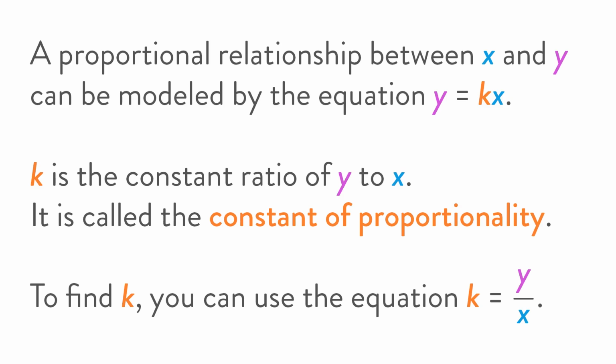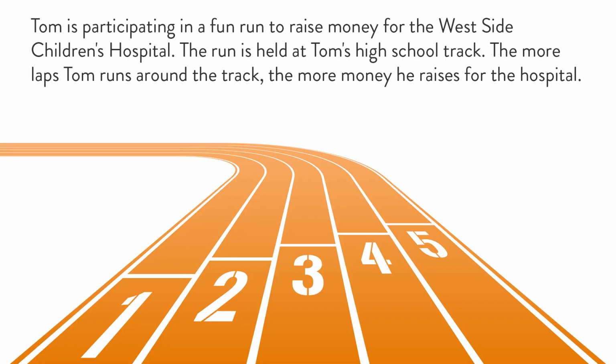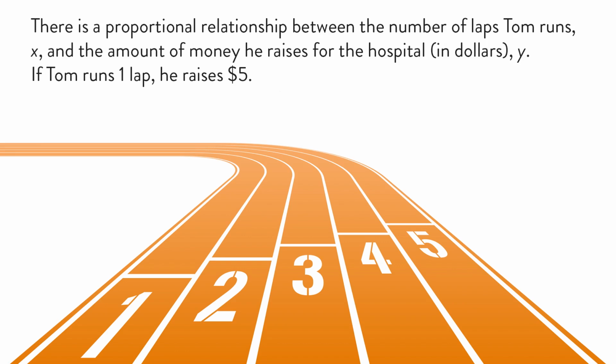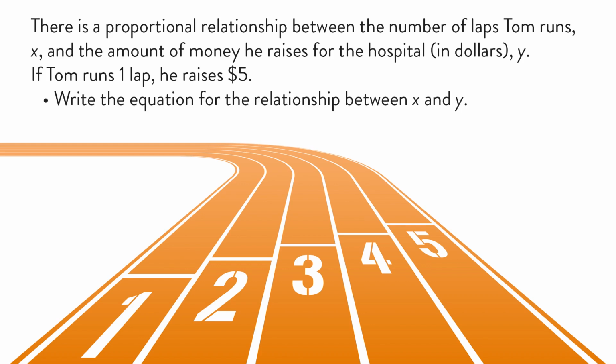On to the examples. Tom is participating in a fun run to raise money for the West Side Children's Hospital. The run is held at Tom's high school track. The more laps Tom runs around the track, the more money he raises for the hospital. There's a proportional relationship between the number of laps Tom runs, x, and the amount of money he raises for the hospital in dollars, y. If Tom runs 1 lap, he raises $5. So first, we're asked to write an equation for the relationship between x and y.